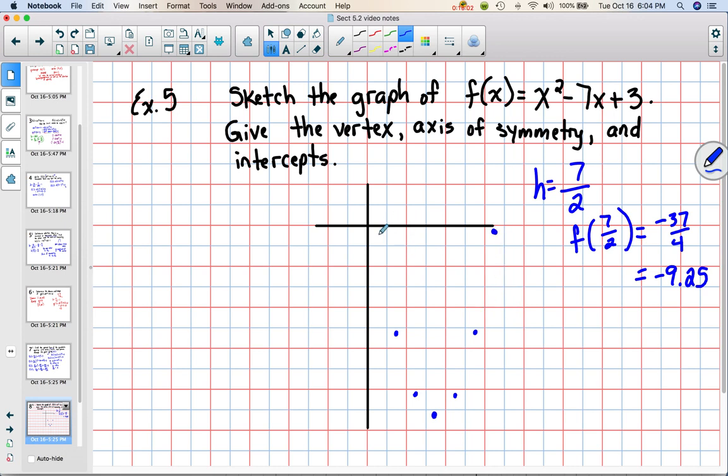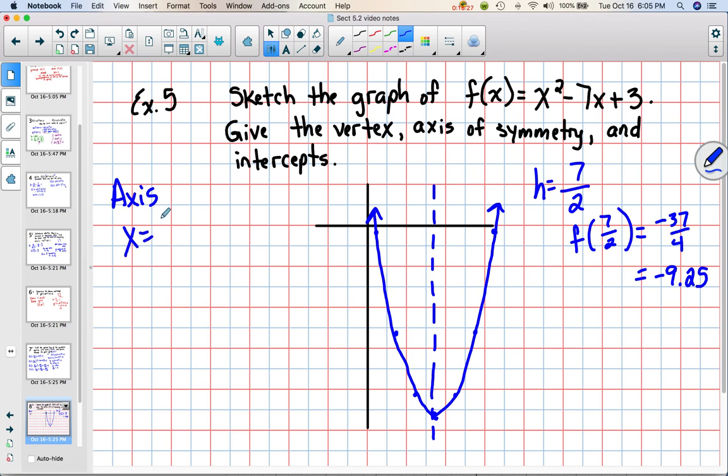I just want to be able to draw this a little better. So I'm sketching the graph. It doesn't have to be perfect. Okay, so there's my sketch. My axis of symmetry is going to go right here. So that is x equals 7 halves. My vertex, since we're being asked to do that, is 7 halves, negative 37/4. You can do decimals if you want.